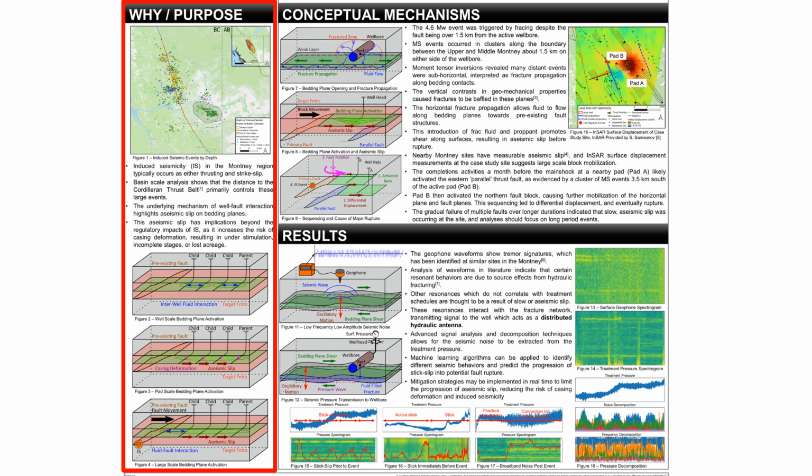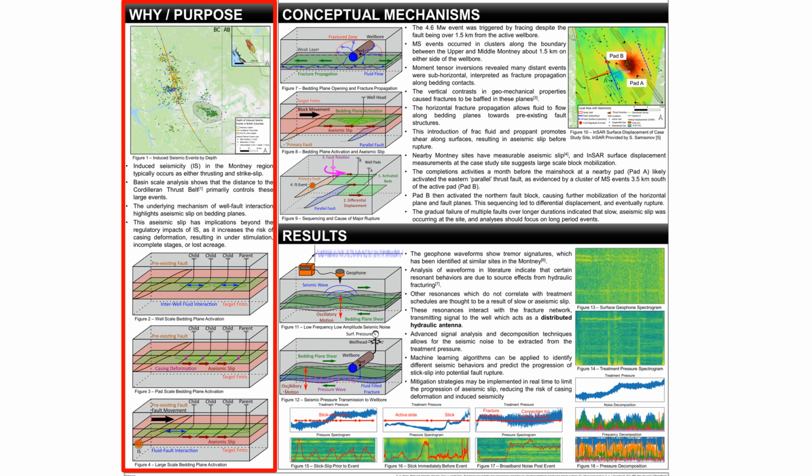Induced seismicity within the Montney typically occurs as either thrusting or strike slip events. A Bayesian scale analysis shows that the distance to the cordillera and thrust belt is the primary control of these large thrust events. If we look at the map, we can see that the Fort St. John Graben is characterized by shallower events which are typically strike-slip, while the northern extent of the Montney within British Columbia is characterized by these larger thrust events.